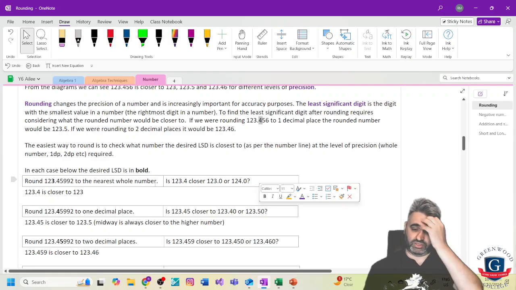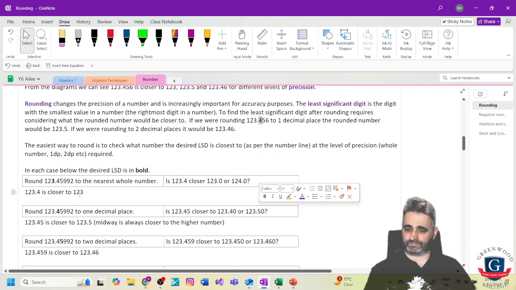The easiest way to do rounding is just to think, what number is it closest to for the level of precision that we're looking at. So in this case, it wants the nearest whole number. So we want to know, should this number be a 3 or should it be a 4? Those are the only two choices.